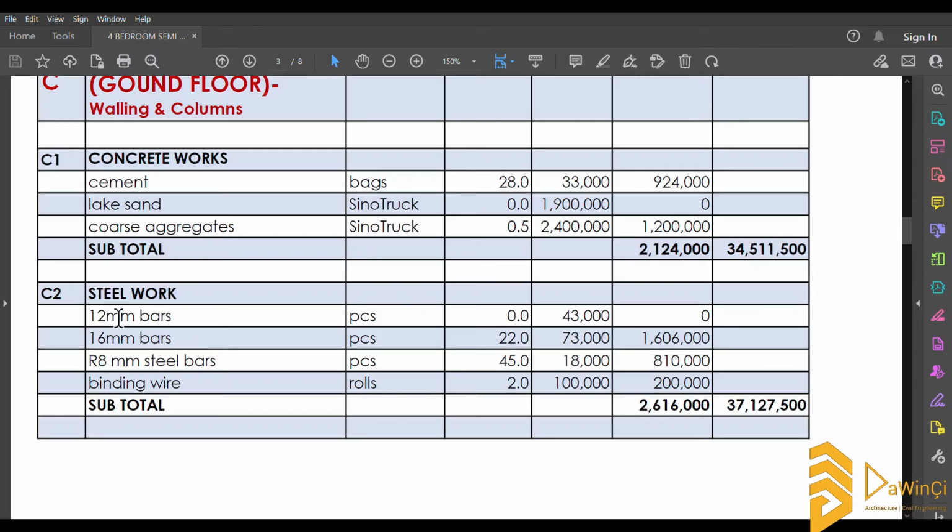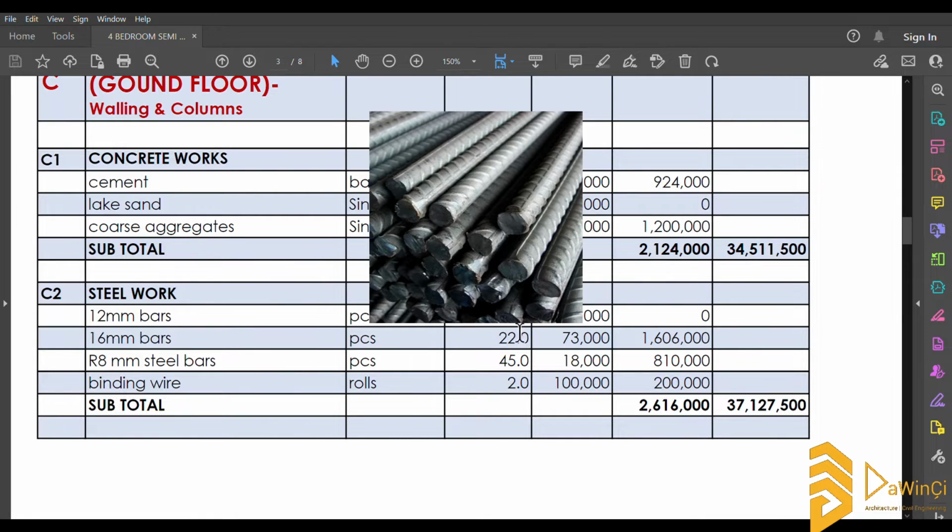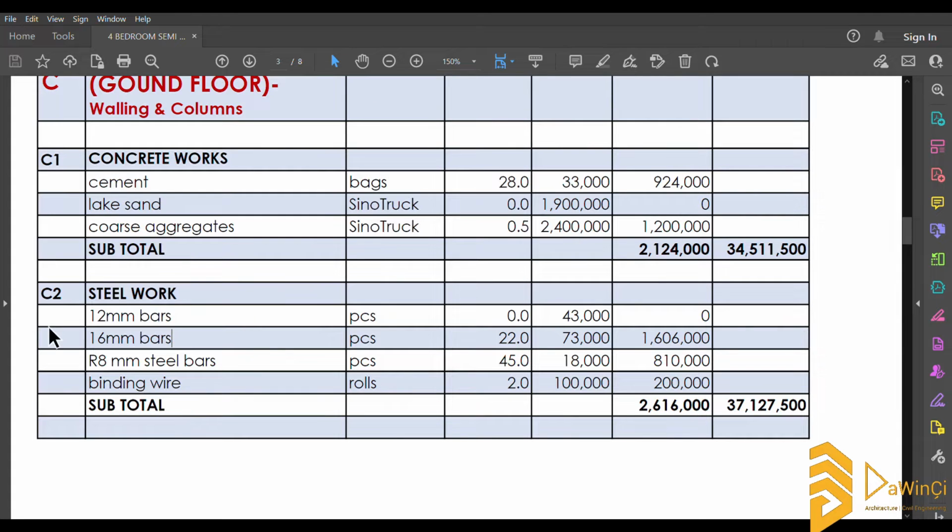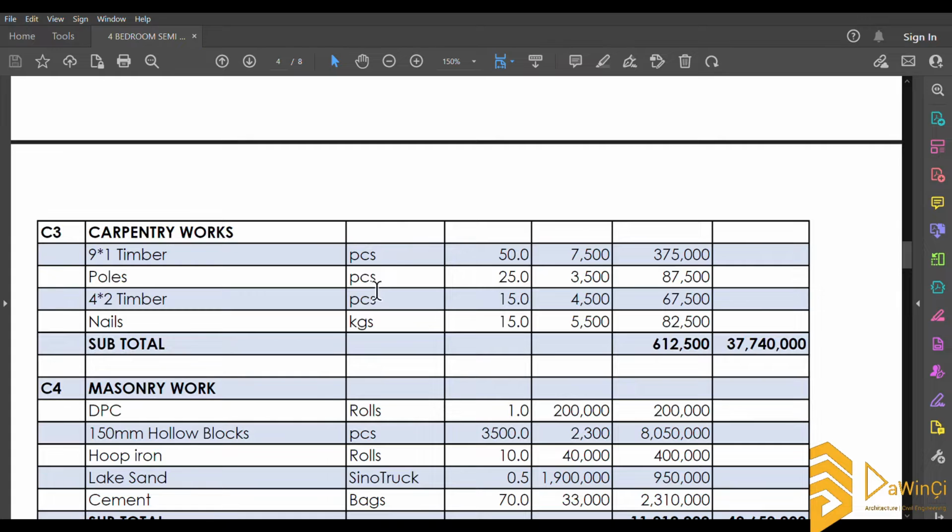Okay, so going to the steel works, we have 12mm iron bars. As you can see here, we do not need any for this design. Then the 16mm bars, which people call Y16, we need 22 pieces. Then we have R8 rings, we have binding wire, and all that brings the total to 2.6 million. Then also talking about the carpentry works, that is the timber used to shutter the slabs and columns. We have 9x1 timber, that is Chirundu, we have poles, we have 4x2 timber, we have nails and all that.